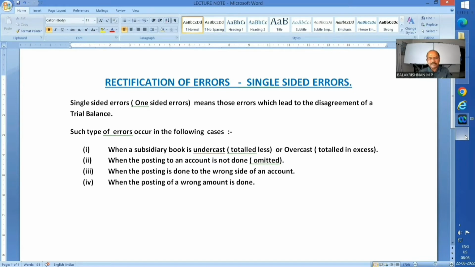Number one, when a subsidiary book is undercast, or in other ways, total is less, or overcast, or total in excess. This undercasting and overcasting is very often given in a rectification sum, so be used to that one at the earliest. Two, when the posting to an account is not done, or in other words, omission in posting. Three, when the posting is done to the wrong side of an account, that means instead of debit side, credit side, and vice versa. Four, when the posting of a wrong amount is done. Well, I explain each of these four cases with illustration.